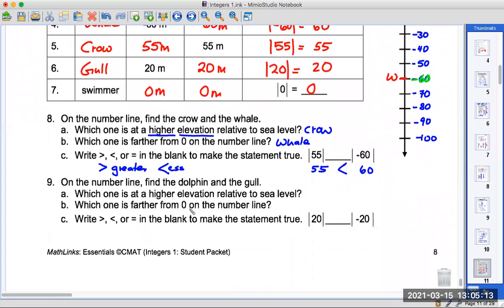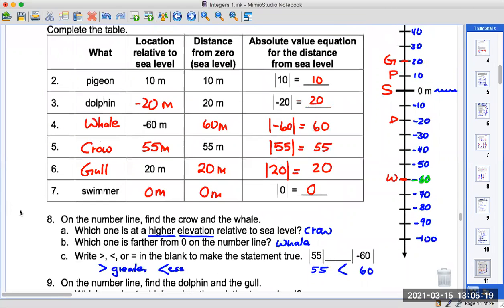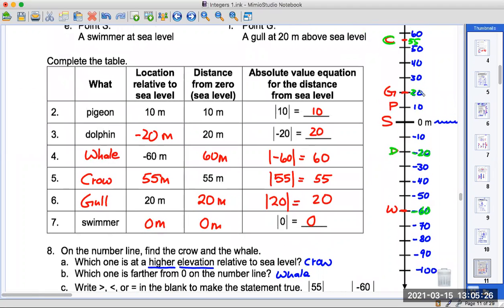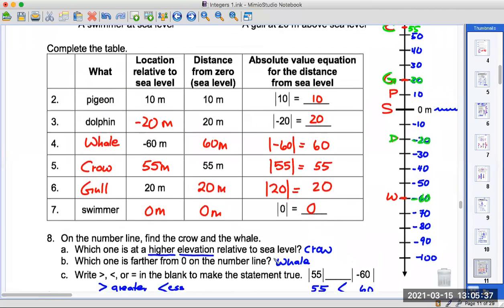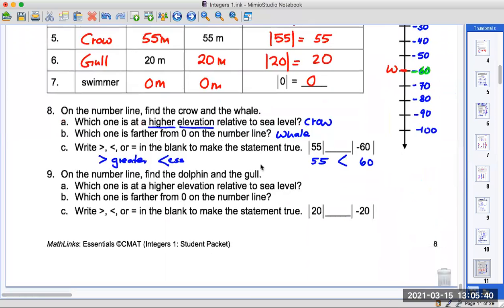Okay. Let's do another one. On the number line, find the dolphin and the gull. Dolphin at -20 and the gull is at +20. Which one is at a higher elevation relative to sea level? The gull, because it's positive, it's up above, right? Which one is further from 0 on the number line? They're equal.